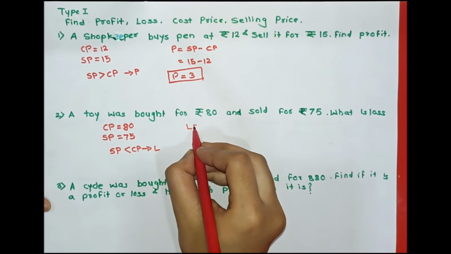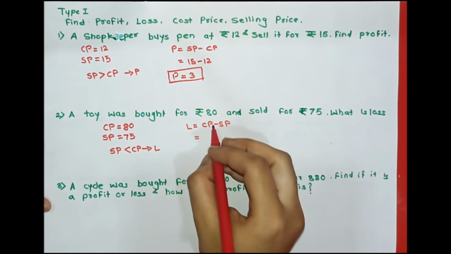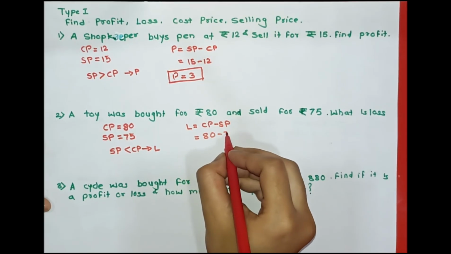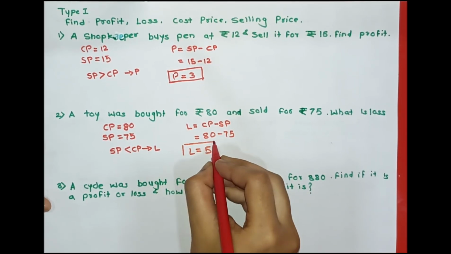And the formula for loss is equal to cost price minus the selling price. So we can write it as 80 minus 75, so the loss comes out to be 5 rupees.